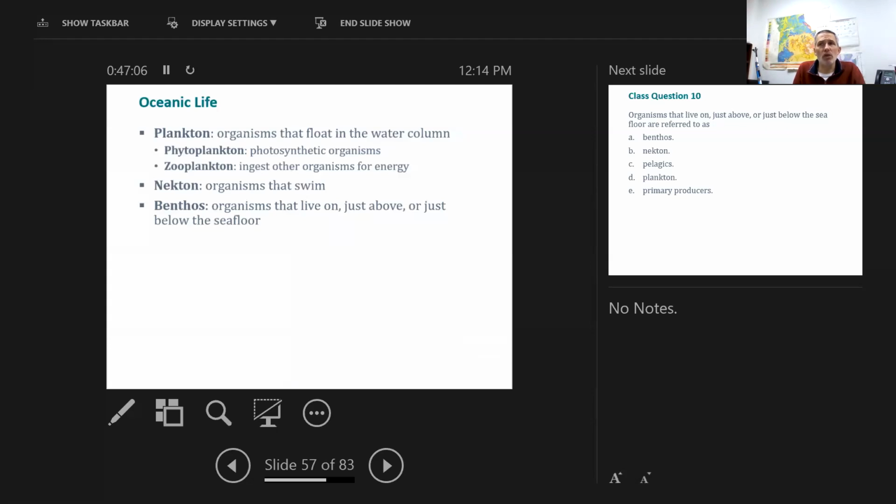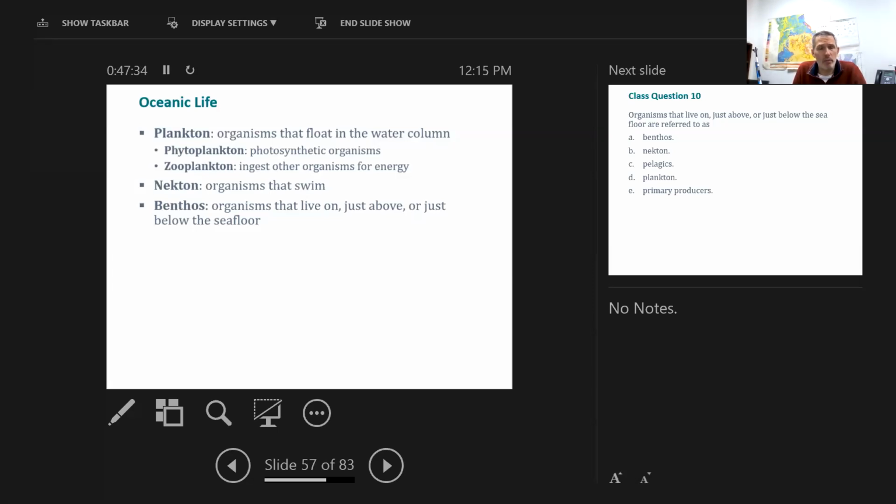So when we start looking at ocean life, it is broken down into a couple of different categories. The first method that we can break down is modes of transportation. The first category that we're going to look at are the wanderers or the drifters, and these are called plankton. The word plankton means wanderer or drifter, and it's the same origin that we get the word planet, which drifts across the night sky.